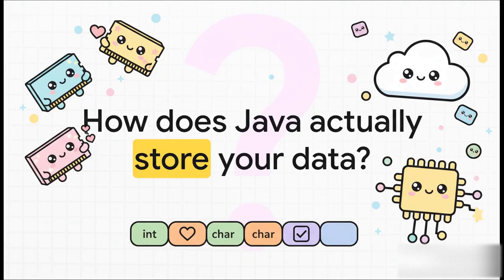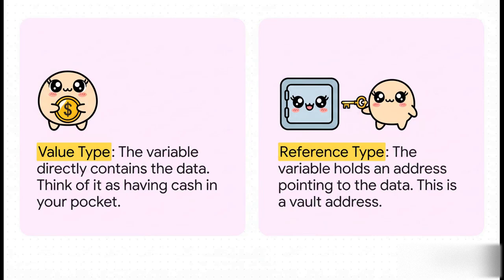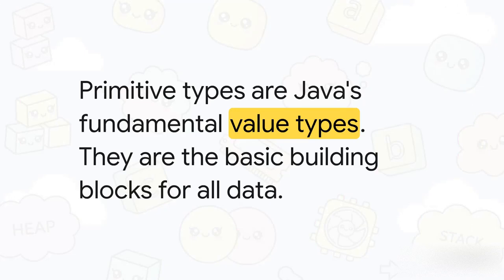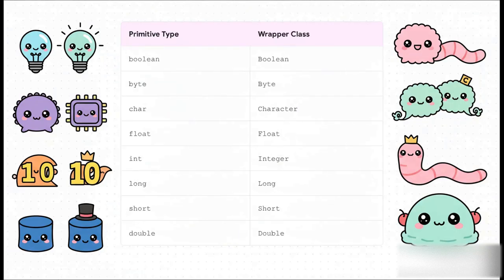It's a fundamental question. Java basically has two ways. Value types are like cash in your hand. Reference types? That's the address to a vault. Let's start with the absolute basics, the primitives. These are your fundamental building blocks for all data. Now, what's cool is that every single primitive has a corresponding object version, a wrapper class.